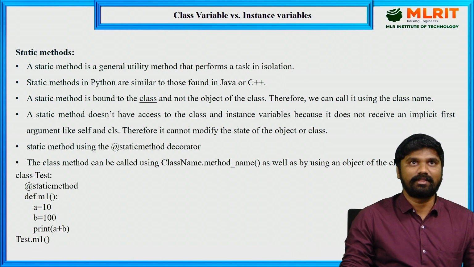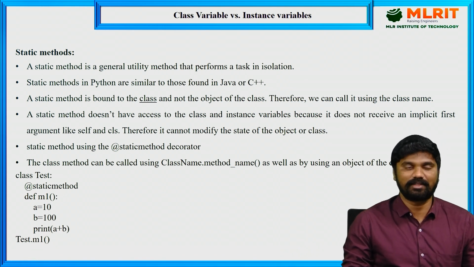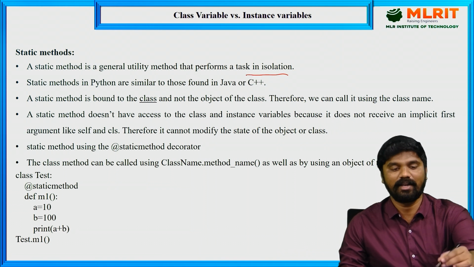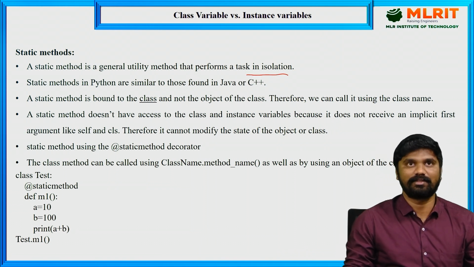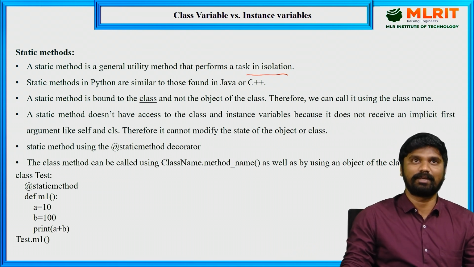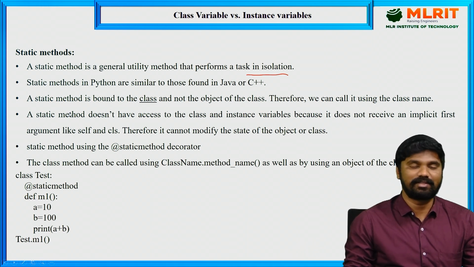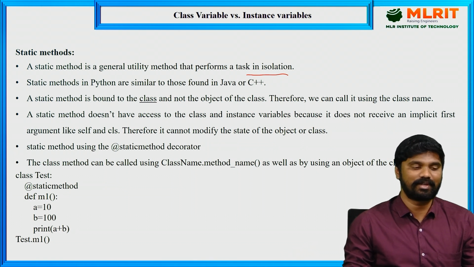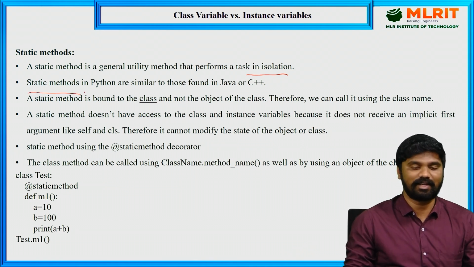Generally, the static method is nothing but a utility method which is used to perform a task in isolation. Right? In isolation. So, static methods in Python are similar to those in Java or C++ programming languages. That means in Java we have two types of methods: instance methods and static methods. The static method can be considered a class level method in Java.